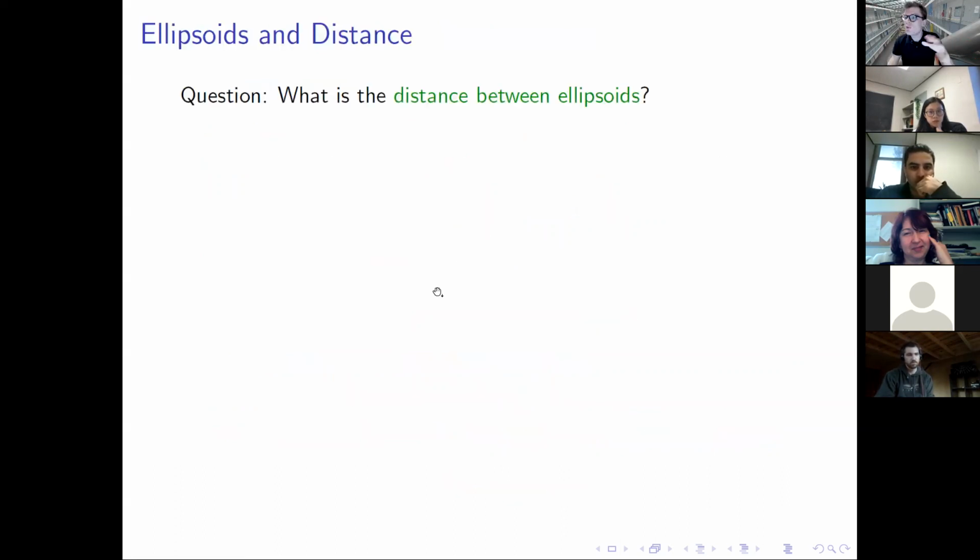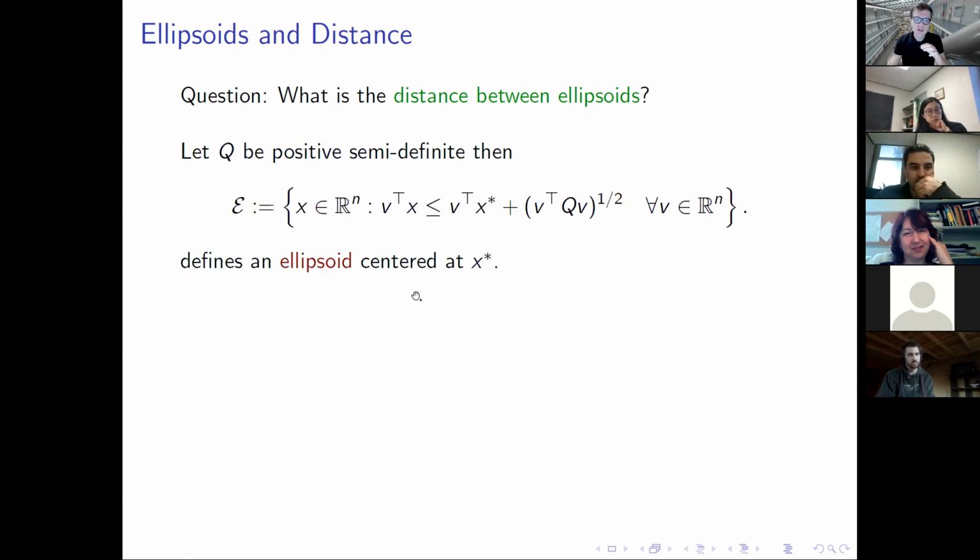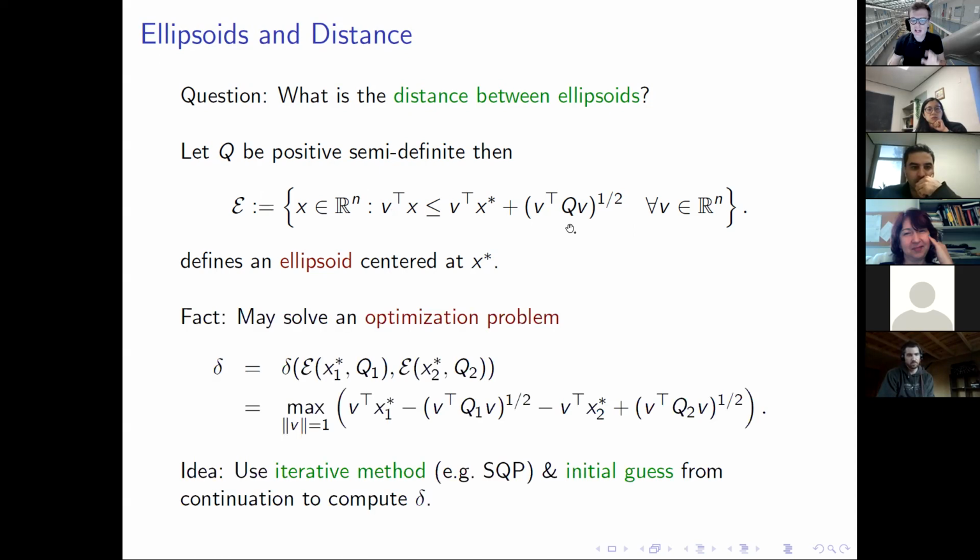Great. By the way, you can also compute distances between ellipsoids. This is for the experts in numerics. I will only briefly touch upon that. So, in some sense, you can rewrite ellipsoids also in a different form. If you have a positive semi-definite matrix that defines an ellipsoid, you can rewrite that ellipsoid in this form via something called ellipsoidal calculus. And if you do that, there's a fact that tells you that if you want to compute the distance between two ellipsoids, you can do that by solving an optimization problem.